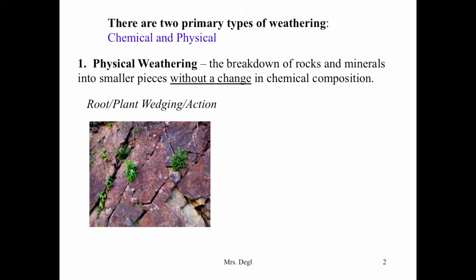So let's go over the two main primary types of weathering. This is the new part, and I really want you to write this down. There are two types of weathering: chemical weathering and physical weathering.